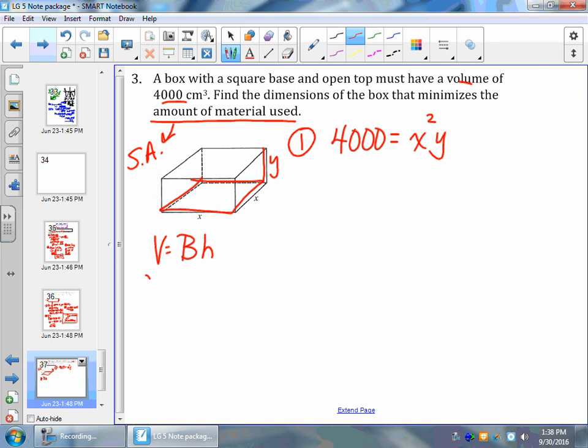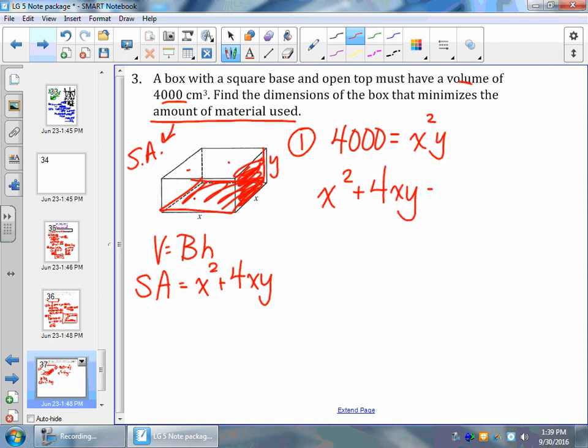Now, surface area is the area of all the surfaces. We don't have a top on this, so I'm just looking at my x squared plus the side here, the area of that has got to be just x times y, and there's 4 of them. So let's do 4xy. And remember that we want the surface area to be a minimum. So that means x squared plus 4xy must be equal to a minimum value.